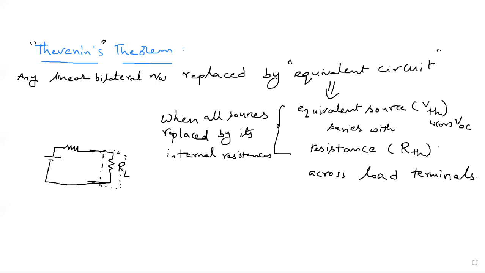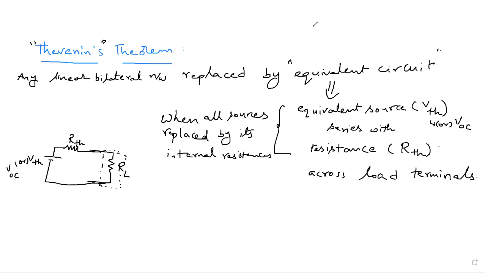That equivalent voltage source is called VTH or VOC, open circuit voltage or Thevenin's voltage. Why it is called open circuit voltage, I will tell you. And this resistance is called Thevenin's resistance. Understand? The statement of Thevenin's theorem here is very simple.